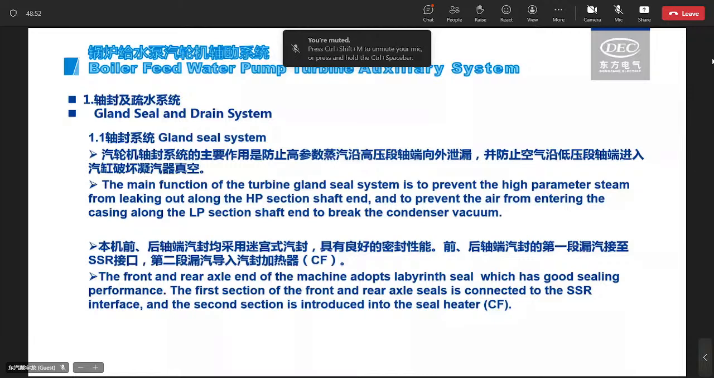Now another point is seal heater. What you mentioned as CF. We want to know, in our project, as we understand, there is no seal heater. What we have is the gland steam condenser. Oh, just a moment, I'll ask you.